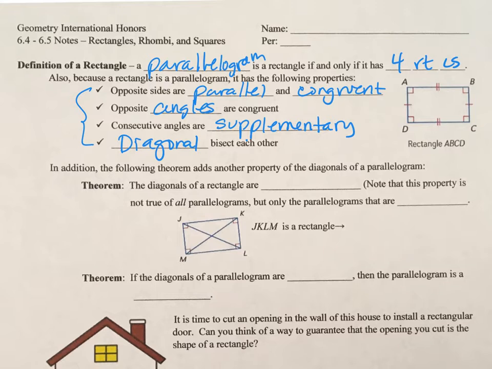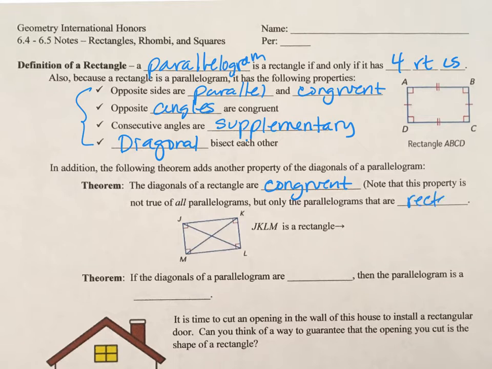to rectangles. Now, in addition, we have a theorem that adds another property to rectangles, and it specifically has to do with the diagonals of a parallelogram. The theorem says the following: the diagonals of a rectangle are congruent. All right? Now, this is a property that is true of rectangles, but not true of all parallelograms, okay? Diagonals are only congruent if the parallelogram is a rectangle.